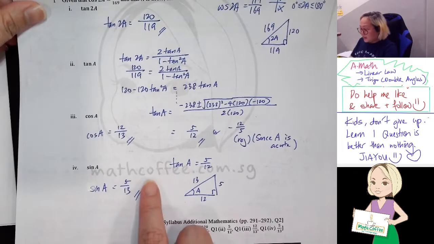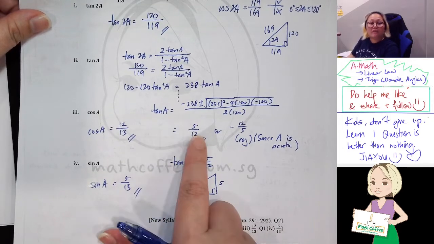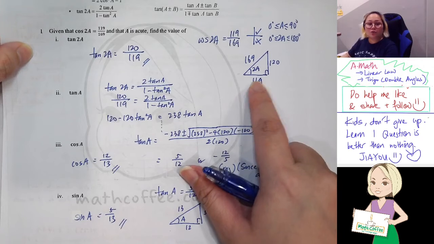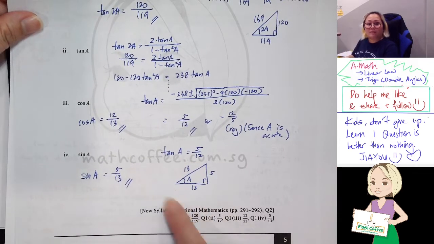Mr. Kader, do you see that I drew the triangle for the A? Tangent A is 5 over 12. I drew another triangle because 2A is 2A, see? So for the A, I drew another triangle to represent it.